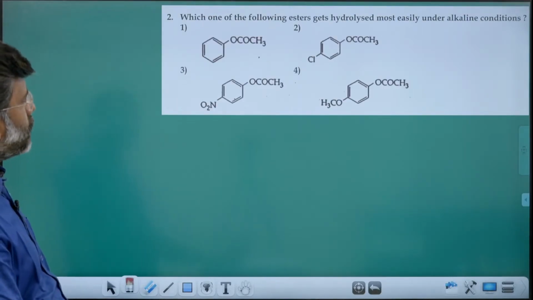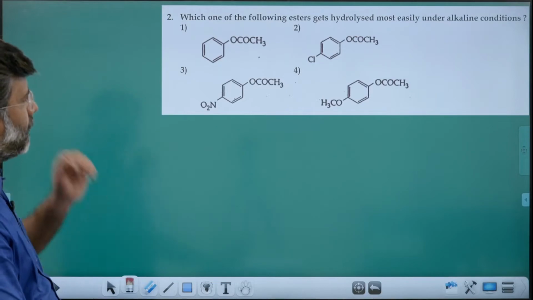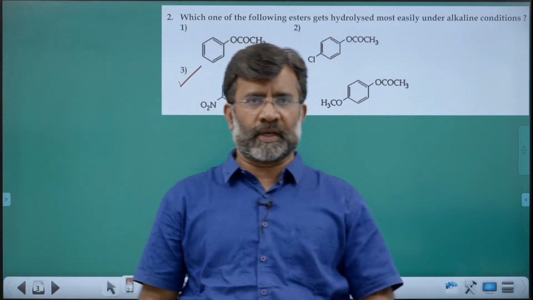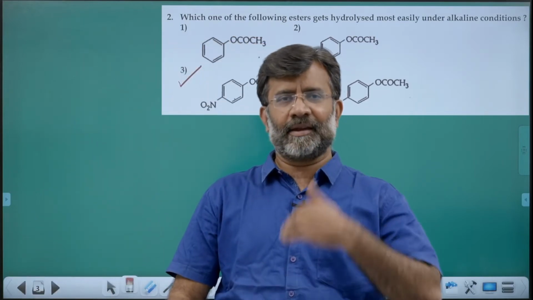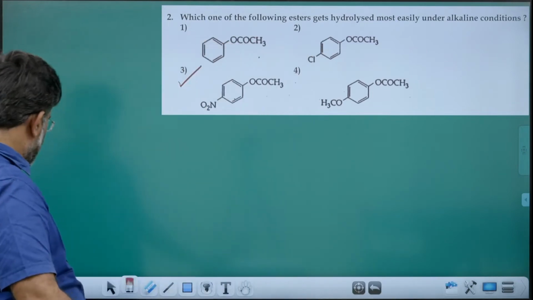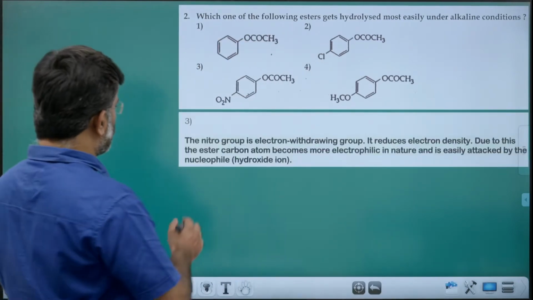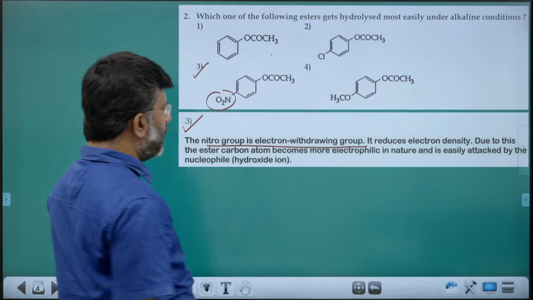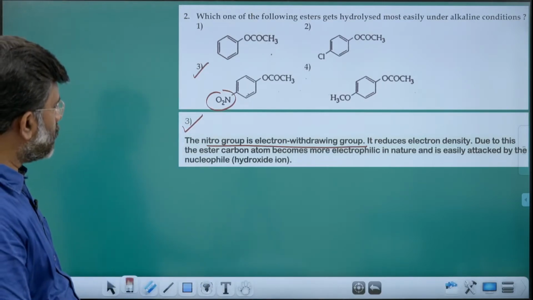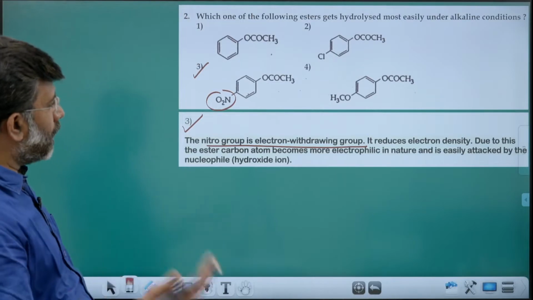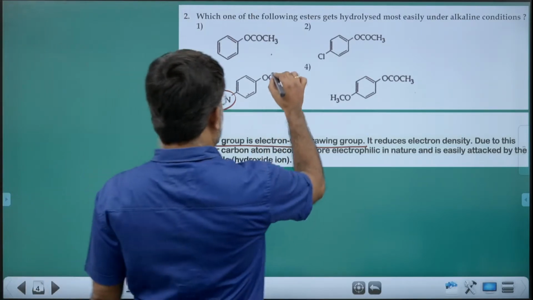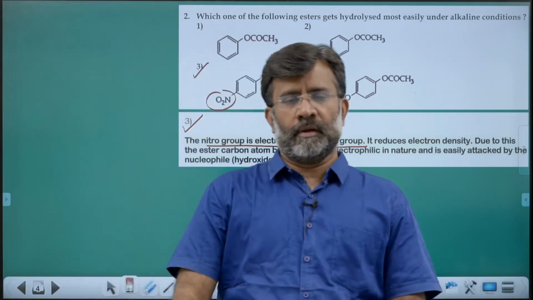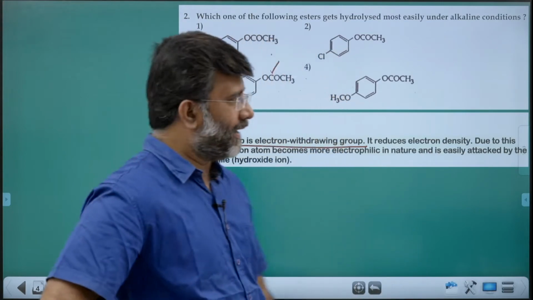Which one of the following esters hydrolyzes most easily under alkaline condition? Third one. Electron withdrawing group present. The C plus character will be enhanced and the hydrolysis will happen very easily. The presence of electron withdrawing group, nitro group, is why I said option 3. Nitro group is an electron withdrawing group. It reduces electron density, due to which the ester carbon atom becomes more electrophilic in nature and is easily attacked by the OH group. Okay. Next.